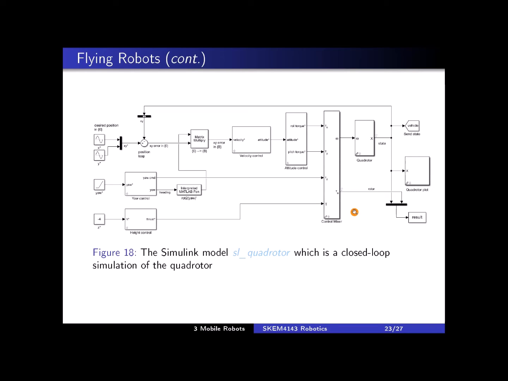Now let's study how we can control our quadrotor, or any quadrotor for that matter. So this is a Simulink model, and the name of the model is SL_quadrotor, which is a closed loop simulation of the quadrotor. And as you know, Simulink is part of Matlab. But in order to have this model, you need to have the toolbox installed. And the name of the toolbox is Robotics Toolbox for Matlab.